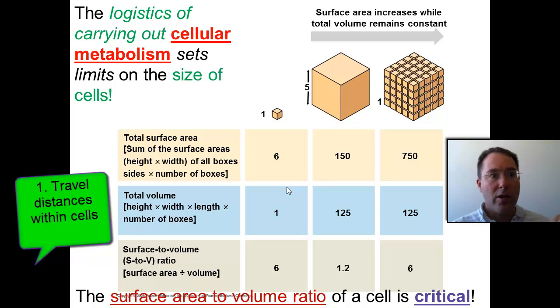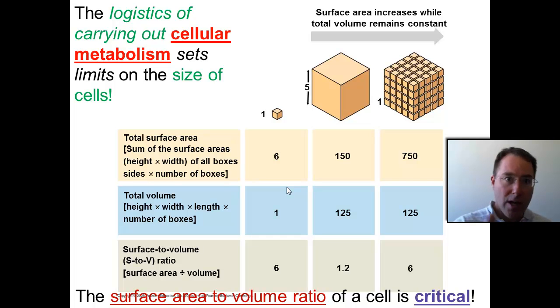I showed you earlier on the plasma membrane slide that oxygen comes in and so do nutrients and waste leaves. If those distances become too great within a cell, if there's just too much energy to move those things back and forth to where they need to be, then it'll take too long.